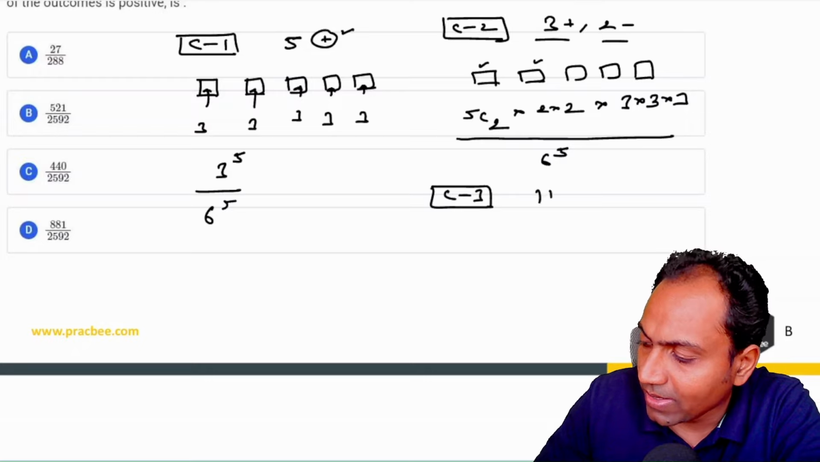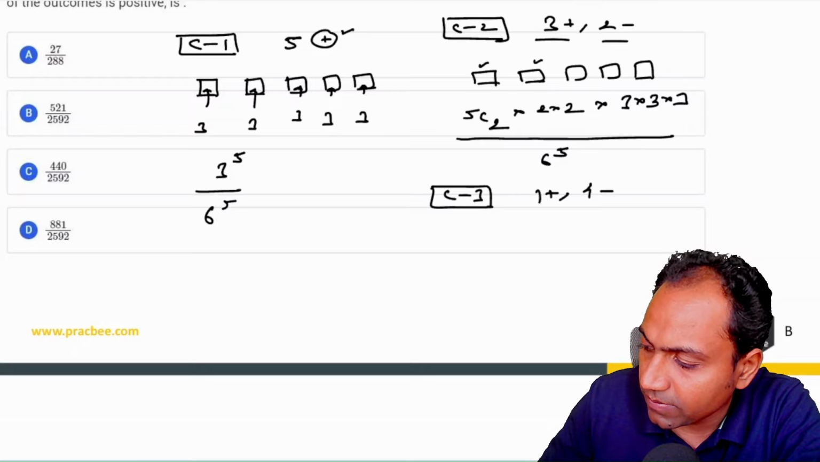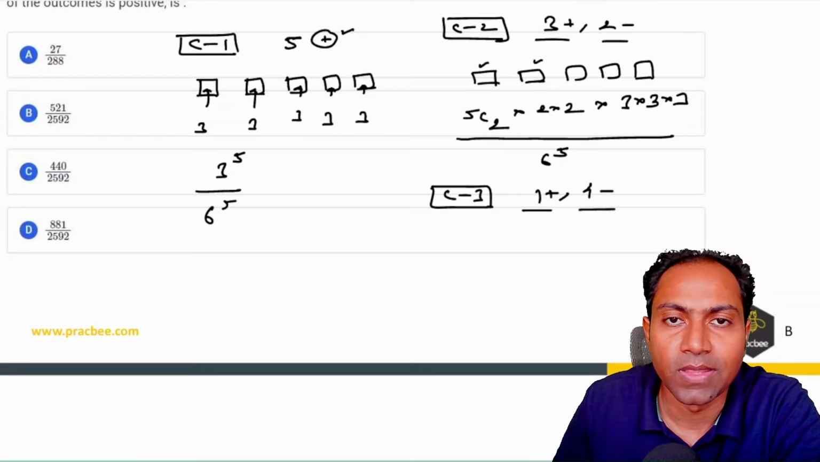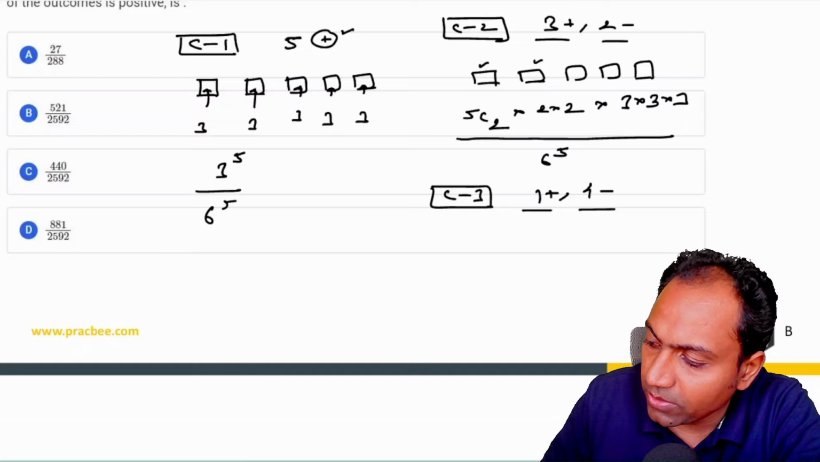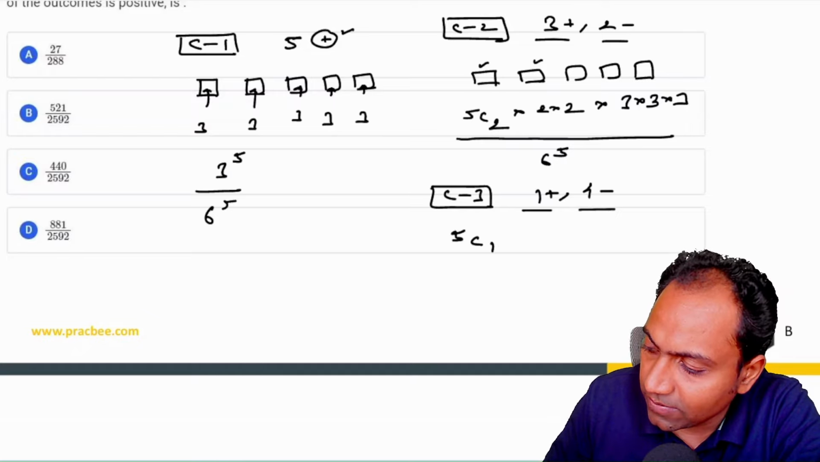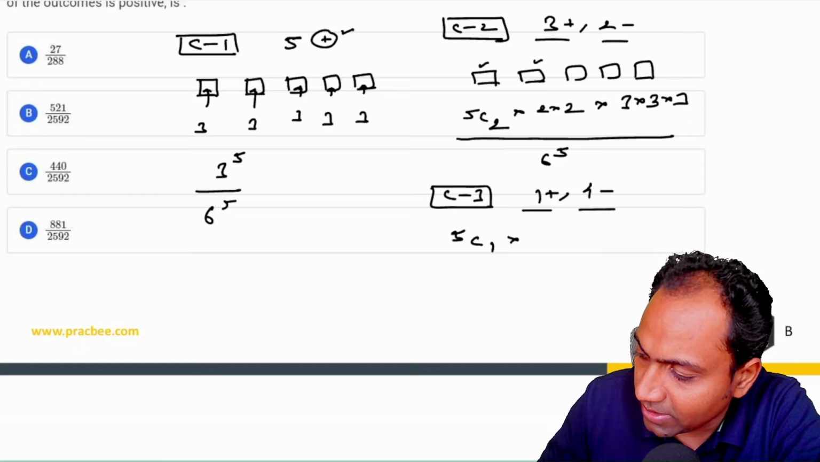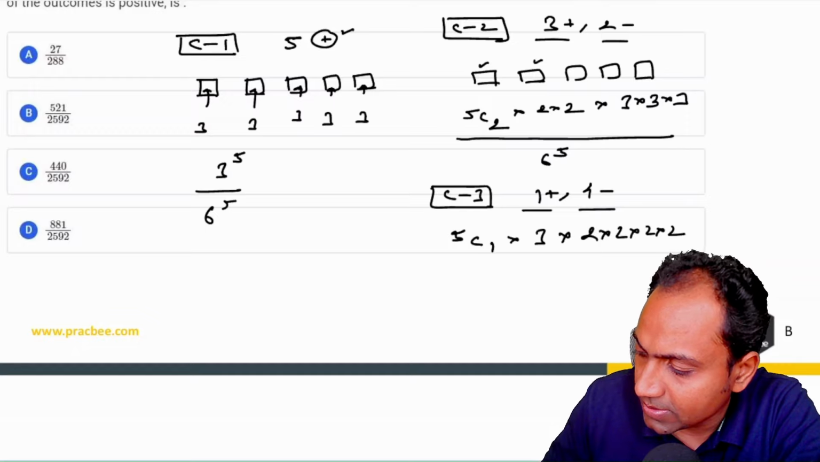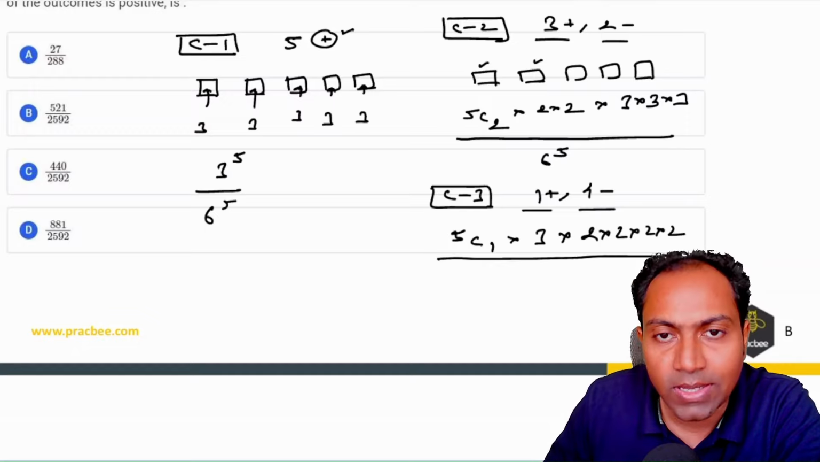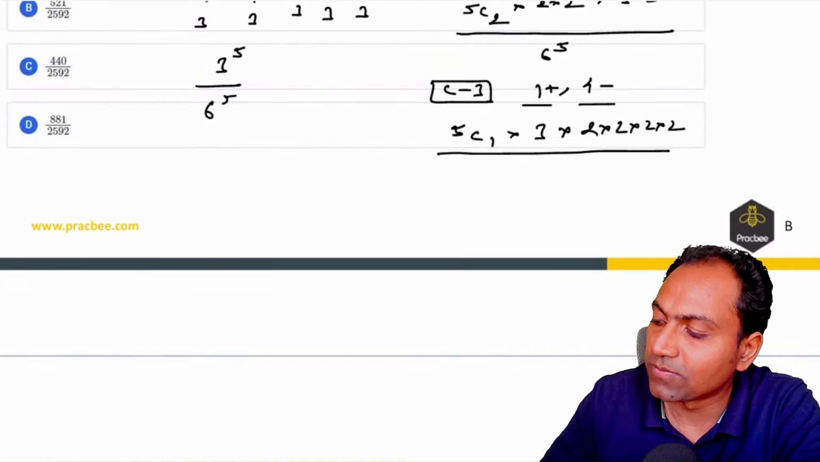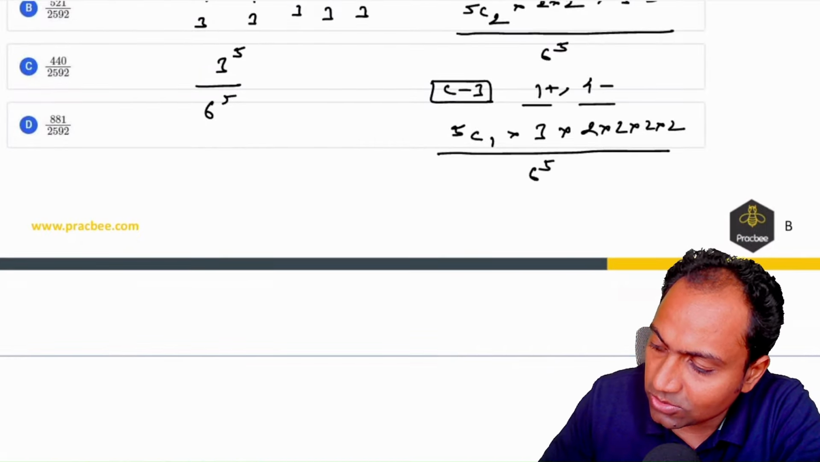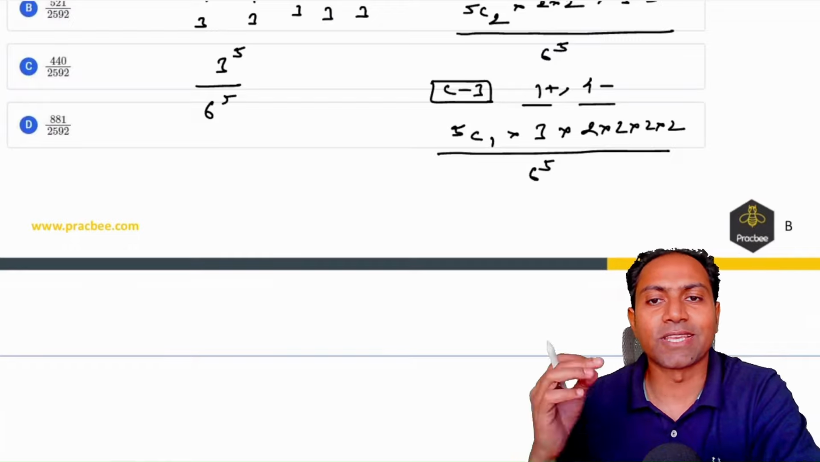What we can have is 1 positive and 4 negative. This is also possible. Now in this case, out of 5 boxes, I can select 1 box. In that 1 box, I can place 1 positive number in 3 ways. And the remaining 4 boxes, which are negative, can be filled in 2 ways each. These are my favorable cases. If I divide this by the total number of cases, which in this case would again be 6 raised to the power 5. So what I've got is case 1, case 2, case 3.